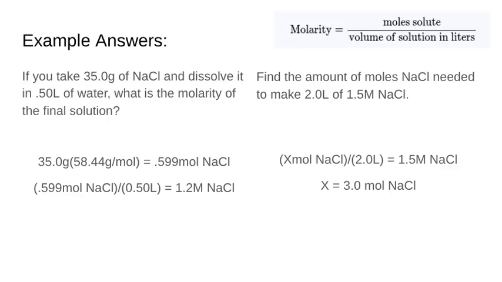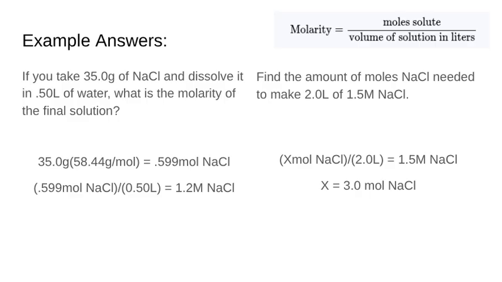If you take 35 grams of sodium chloride and dissolve it in half a liter of water, what is the molarity of the final solution? Because in our formula we need moles and volume in liters, we can't use grams. So we have to use the molar mass of sodium chloride, which is 58.44 grams per mole, to determine the number of moles of sodium chloride. And that is 0.599 moles of sodium chloride. From there, we can plug it right into our equation, 0.599 moles divided by half a liter, and that gives us our answer of 1.2 molar sodium chloride.